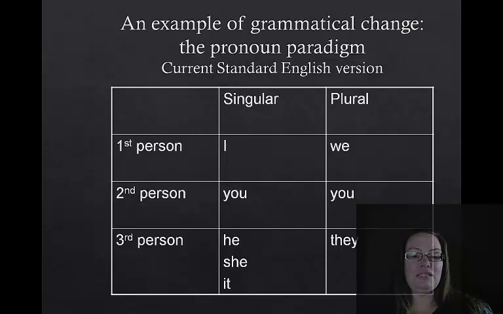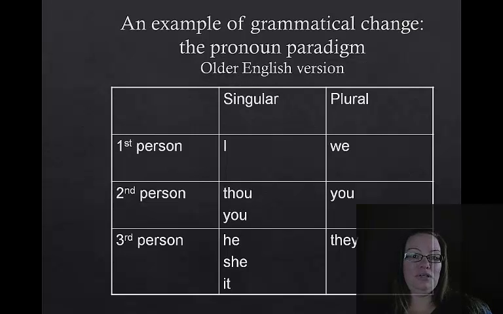Okay, here is an example from Standard American English of a grammatical change that's happened. So this is our pronoun system. In our pronoun system, you can see that the first person singular pronoun is I. If we take the first person plural pronoun, meaning me and someone else, we say we. You can see in the second person that we have the same pronoun for you singular, meaning 1 person, and you plural, meaning 2 or more people.